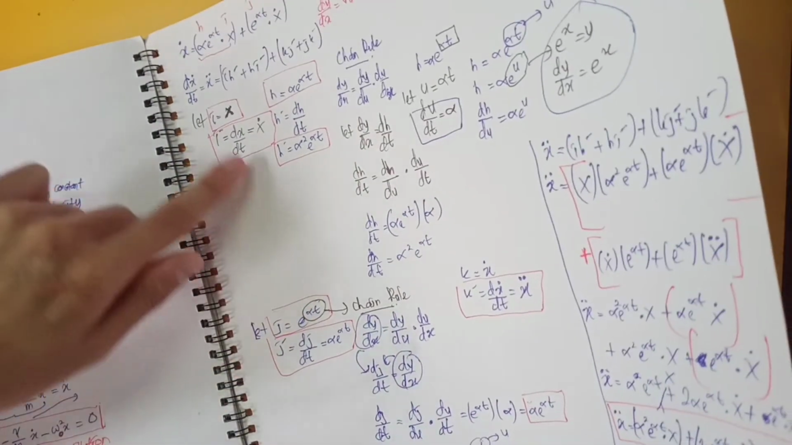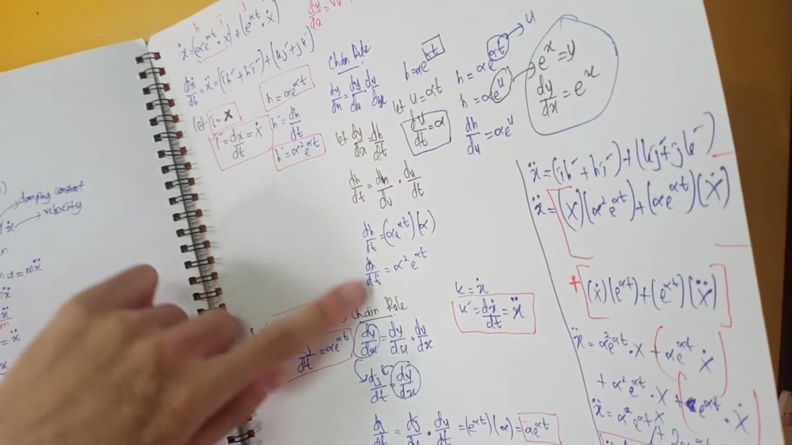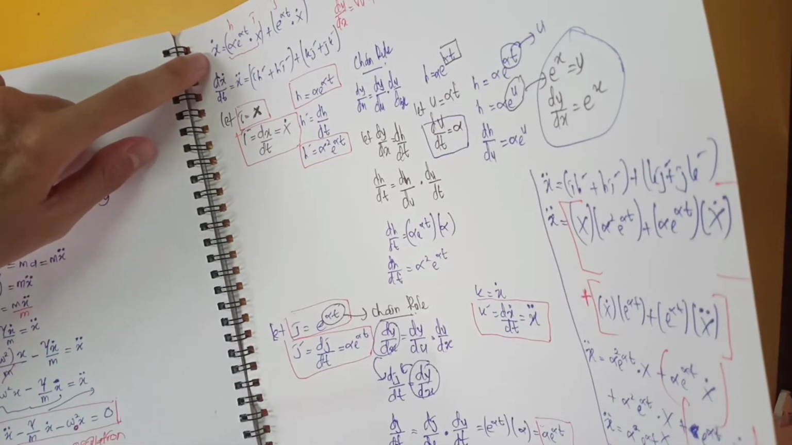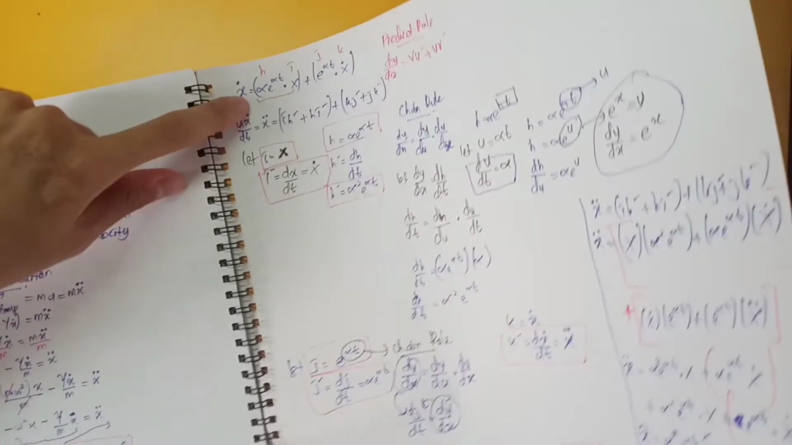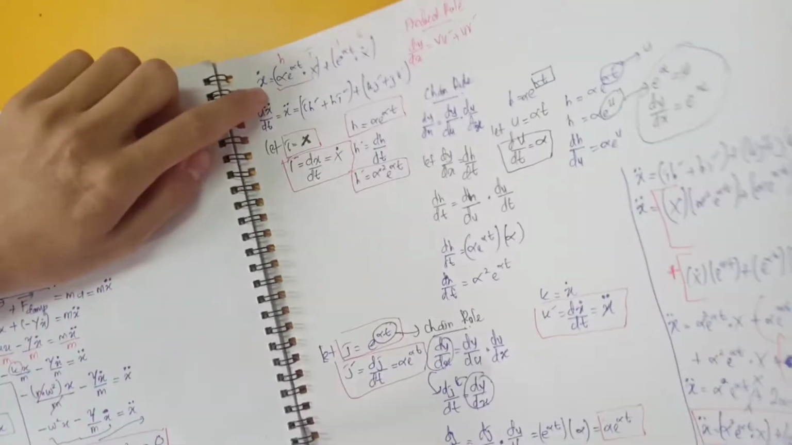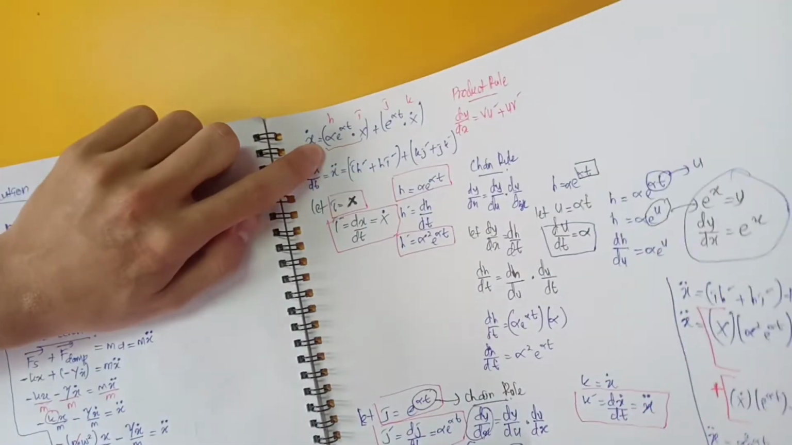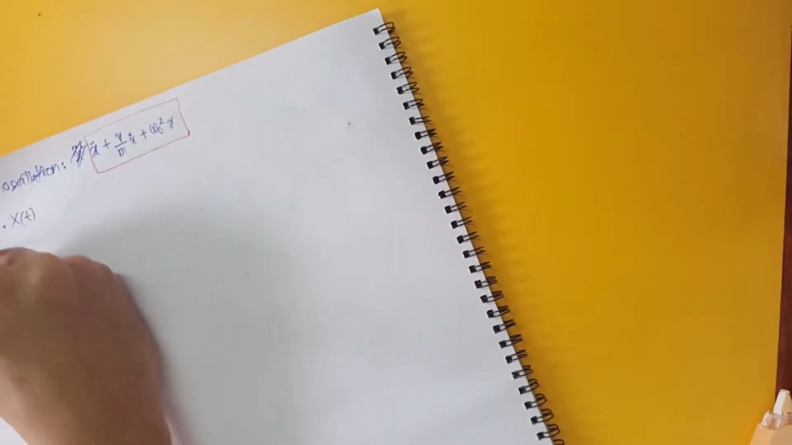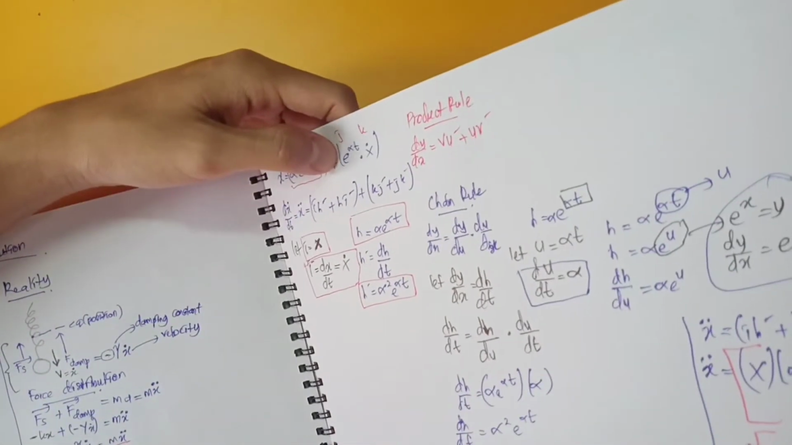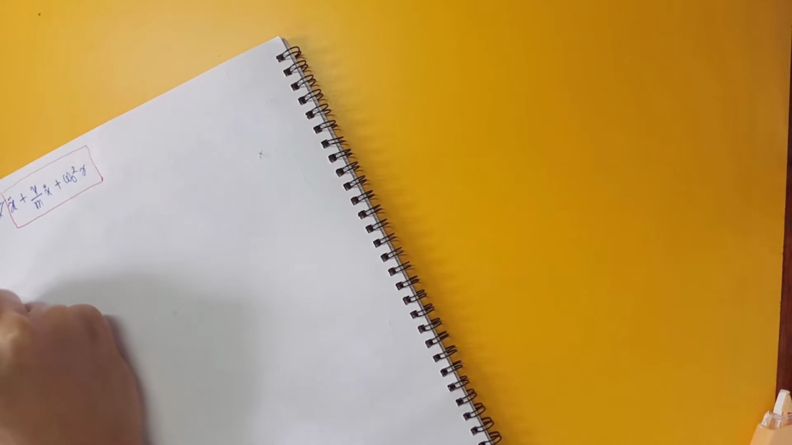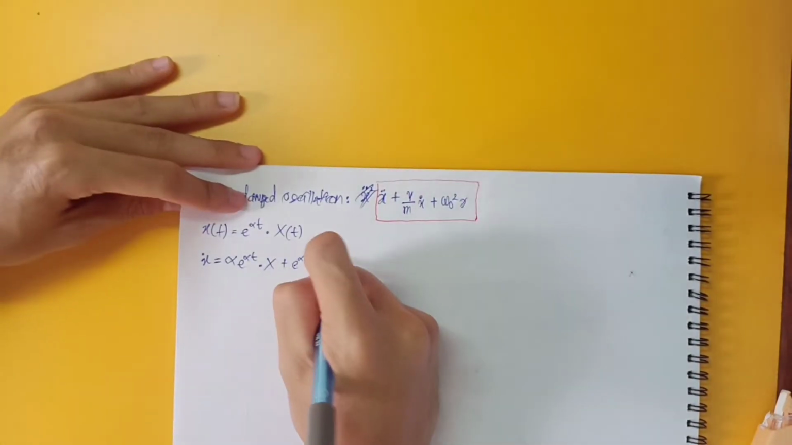So we found that the velocity is alpha e power of alpha t times capital X, plus exponential power of alpha t times x single dot. Okay, here.